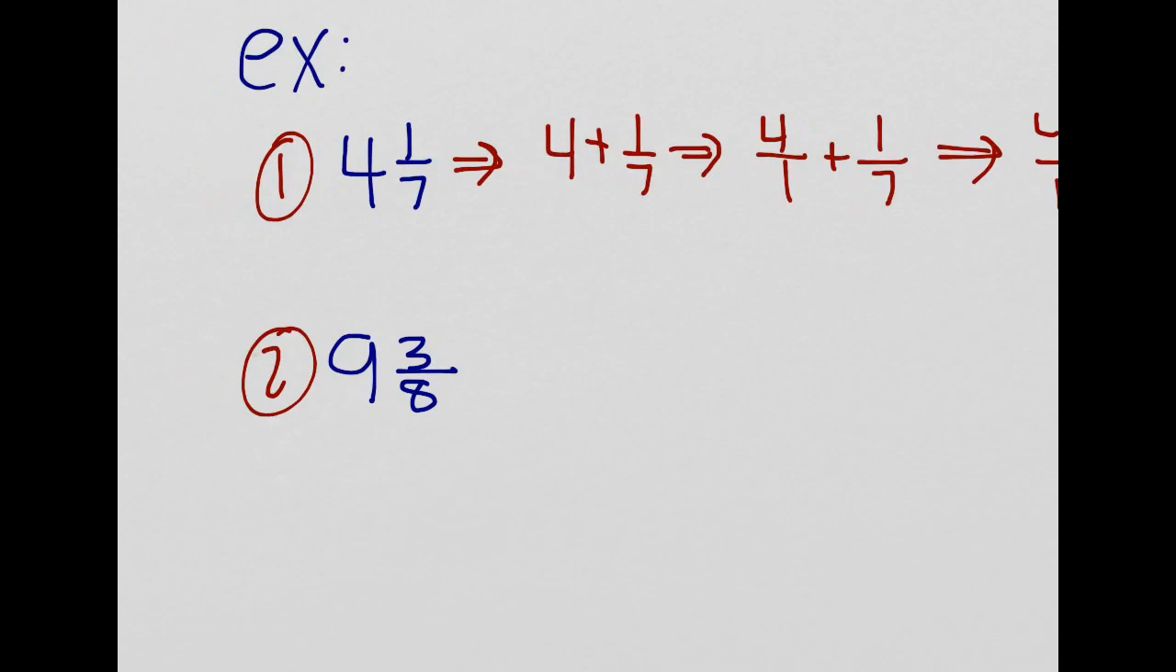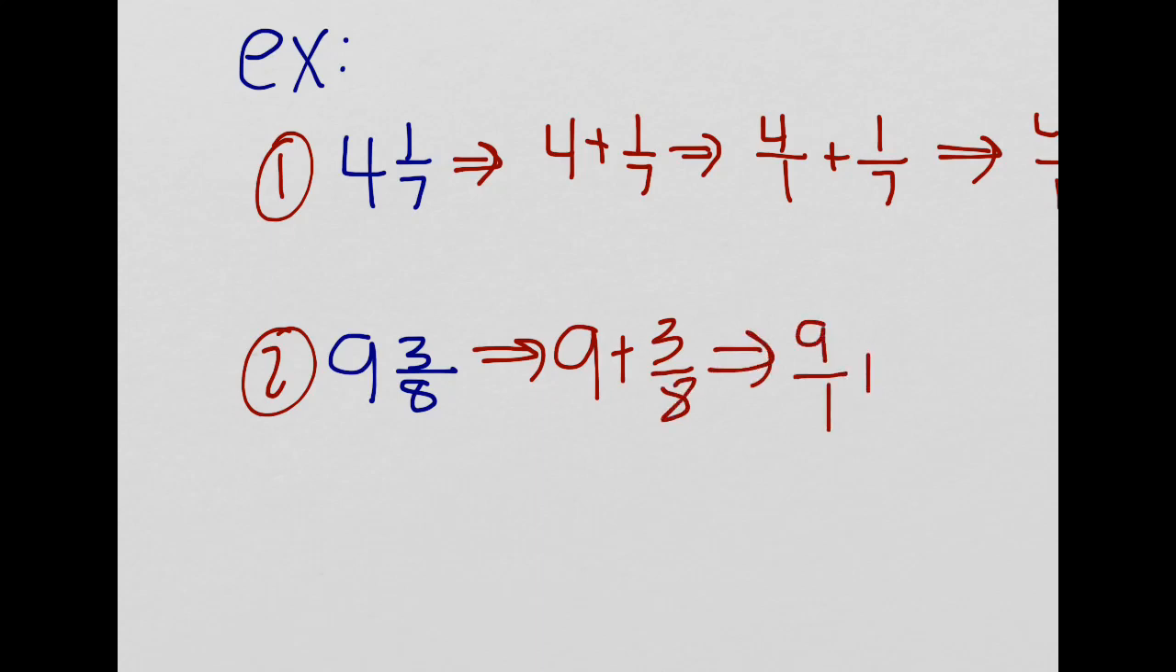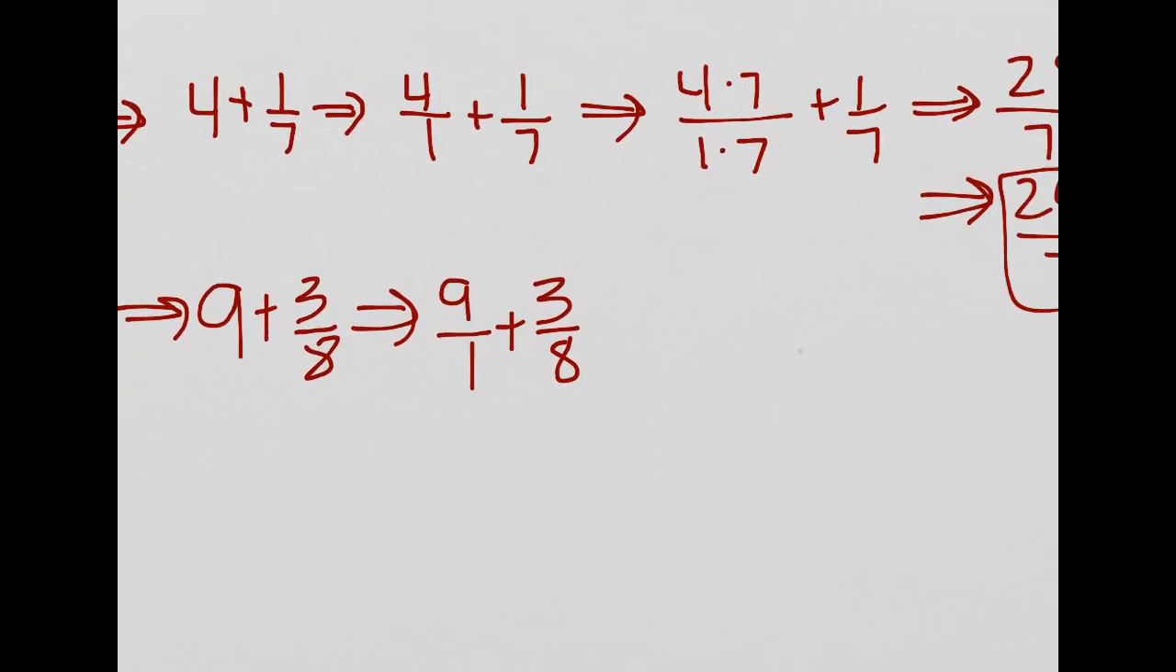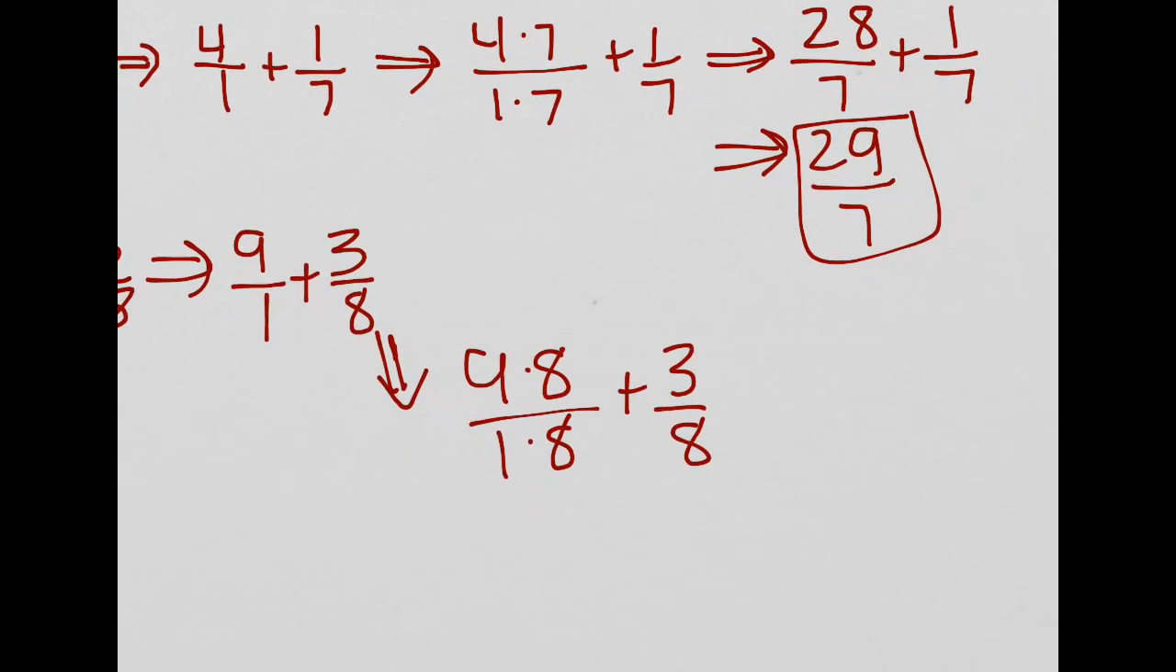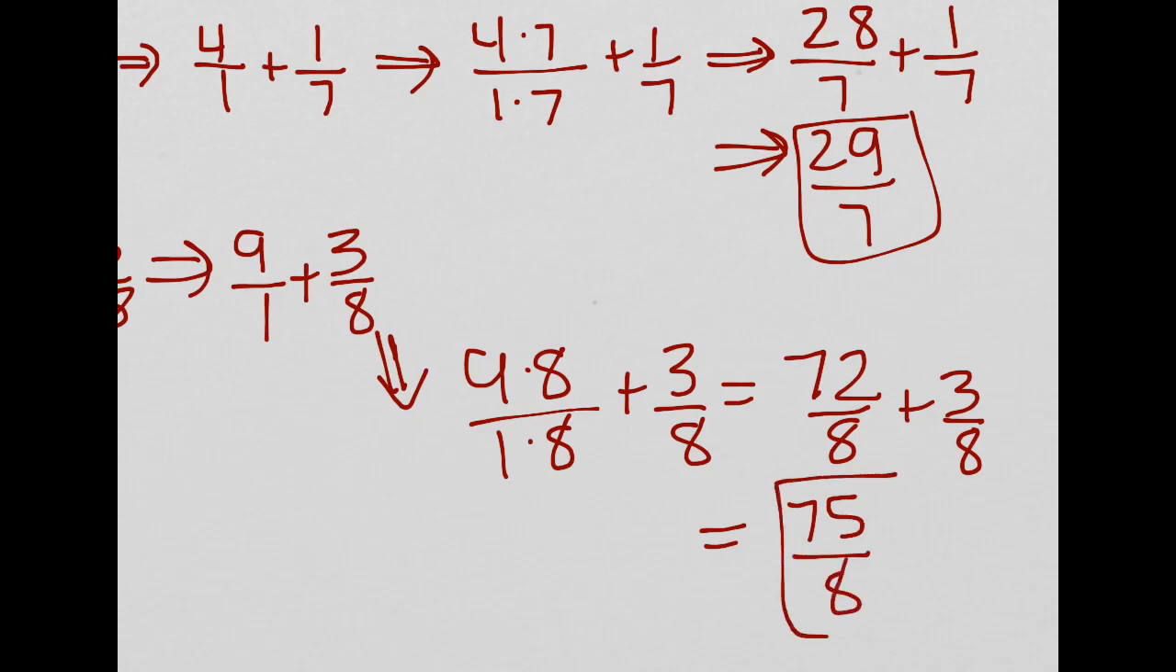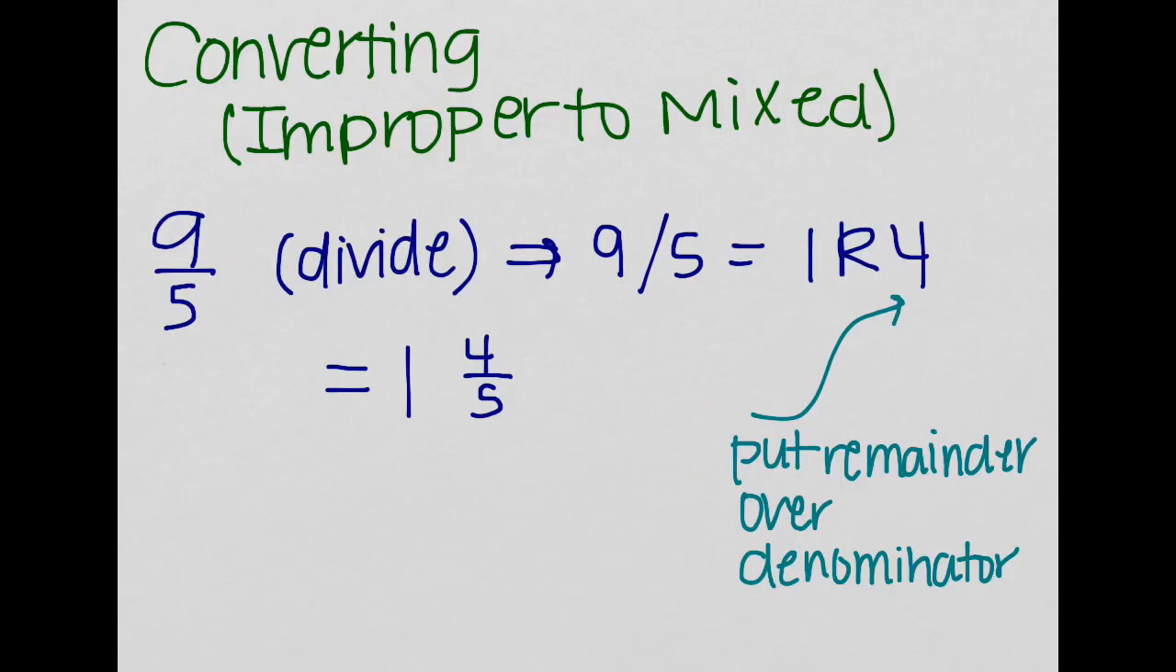Now let's look at 9 and 3/8. Well, we split this up into 9 plus 3/8. We get 9 over 1 plus 3/8. Then I want to get a common denominator, as always, and we're going to go down so we have some space. So 9 times 8 over 1 times 8 plus 3/8. And then this is equal to 72 over 8 plus 3/8, which is equal to 75/8. Okay?